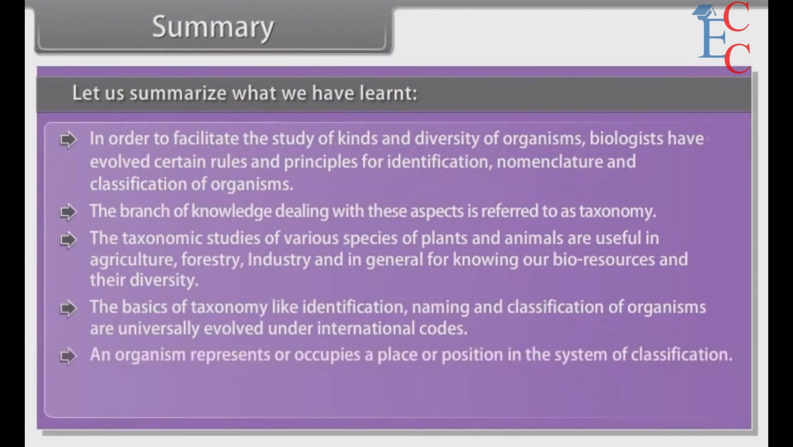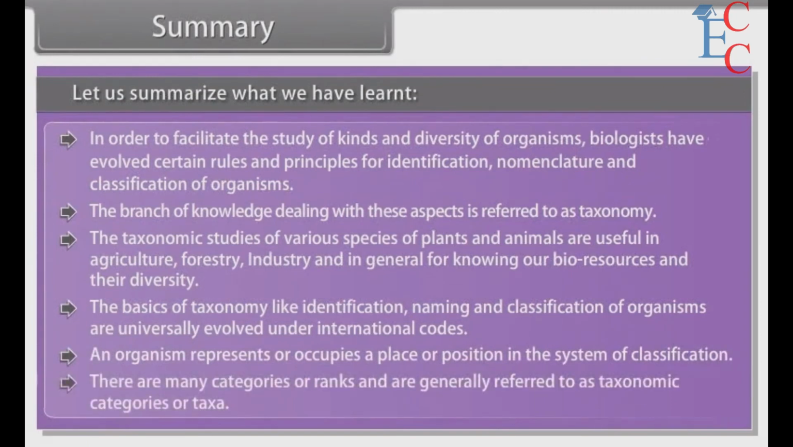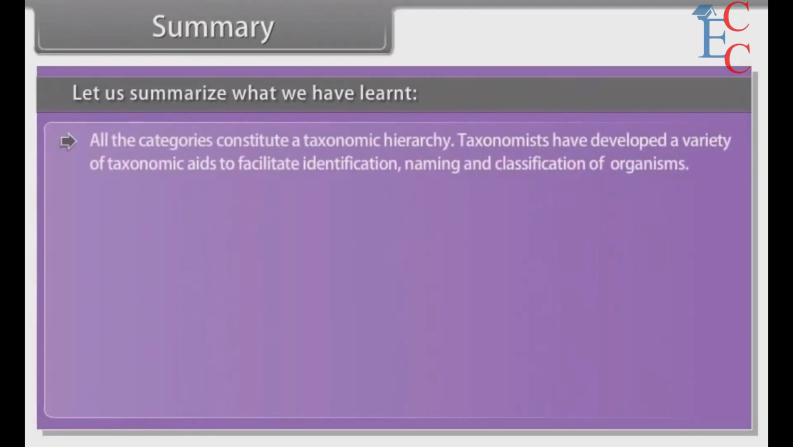An organism represents or occupies a place or position in the system of classification. There are many categories or ranks, generally referred to as taxonomic categories or taxa. All the categories constitute a taxonomic hierarchy. Taxonomists have developed a variety of taxonomic aids to facilitate identification, naming, and classification of organisms.